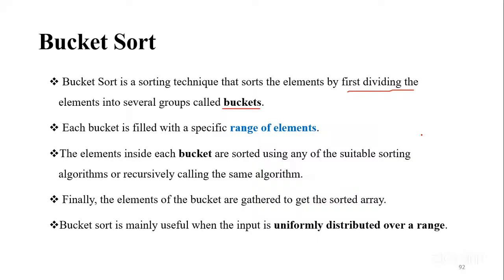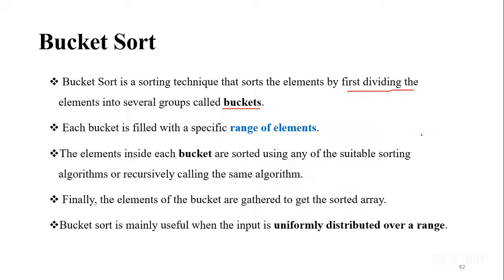The elements inside each bucket are sorted using any suitable sorting algorithm, or by recursively calling the same algorithm. So we're dividing the given input into buckets, and every bucket has a range of elements. Those elements in the buckets are sorted by using any one of the sorting algorithms like insertion sort, selection sort, bubble sort, and so on. Finally, the elements of the buckets are gathered to get the sorted array. So we have individual buckets, and the individual buckets' elements are sorted. So we need to gather all of them to make the final array.